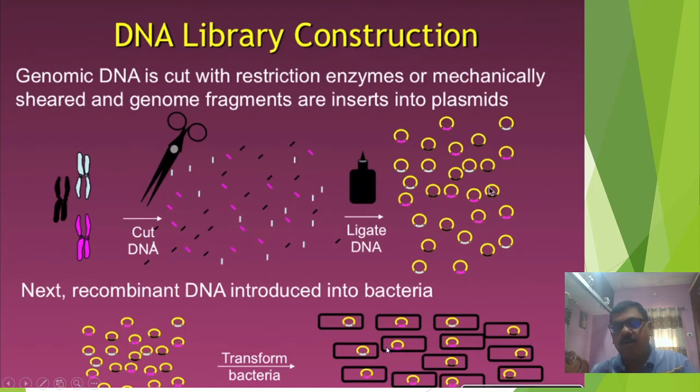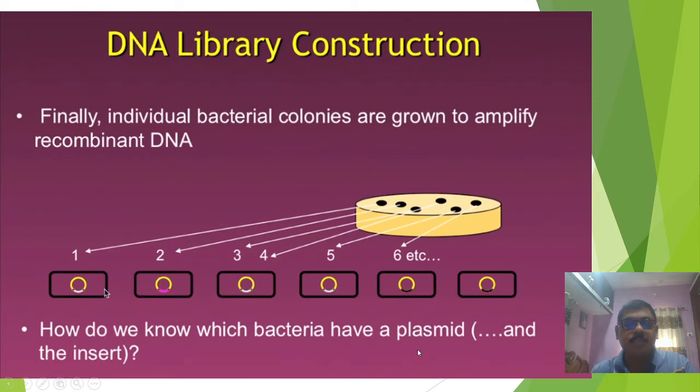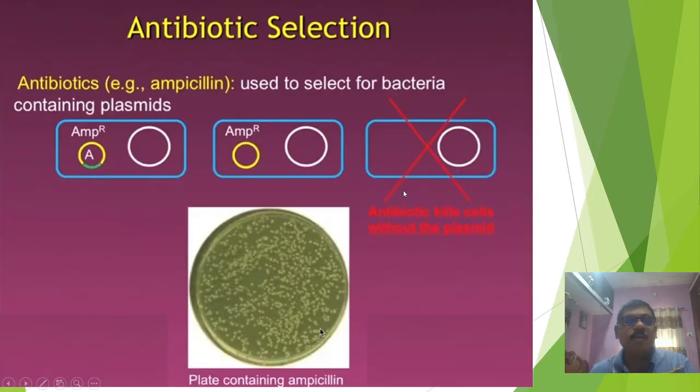Afterward, you have to culture it on a culture media having antibiotic resistance. Finally, the individual bacterial colonies are grown to amplify the recombinant DNA, and these recombinant DNA are grown on the culture media to amplify this. And an antibiotic like ampicillin is used to select the bacteria containing the plasmid.